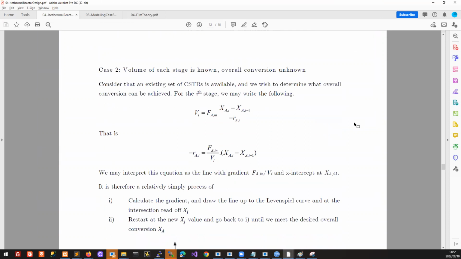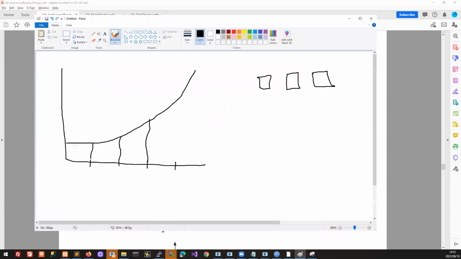But it might be the case that we are not free to choose any volume, right? It might be the case that we can't say, oh, I want to choose that conversion. It might be the case that we are told, well, what I have on my shelf here. So let's say you are in a reactor shop and you were told, okay, today I only have 2 cubic meter reactors for you, right? So you are stuck to 2 cubic meters everywhere. So then how do we navigate our way on this Levenspiel plane?